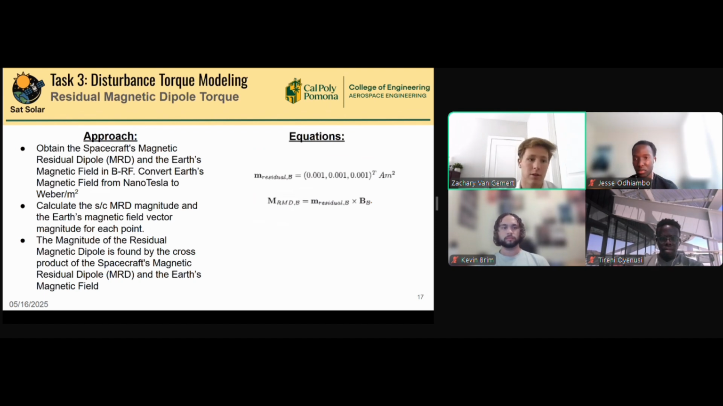Our final disturbance torque is residual magnetic dipole torque, obtained from the spacecraft's residual dipole magnitude and the Earth's magnetic field B_RF. We have to convert the magnetic field from nanotesla to Weber per meter squared and calculate the spacecraft's residual dipole magnitude and the Earth's magnetic field vector magnitude for each point, and the residual magnetic dipole torque is found as the cross product of the spacecraft's residual dipole and the Earth's magnetic field.